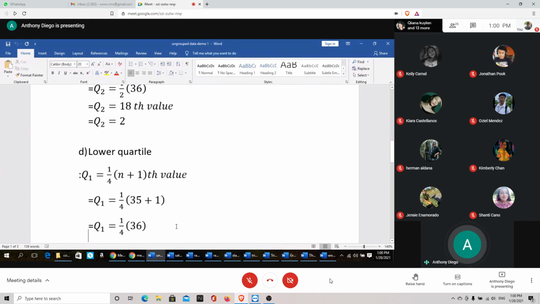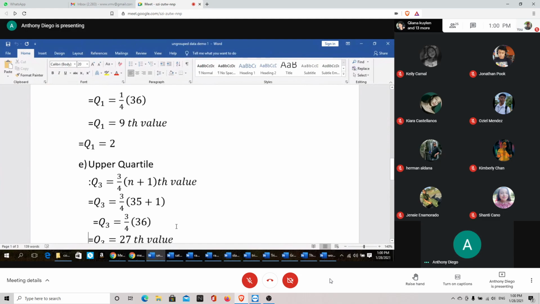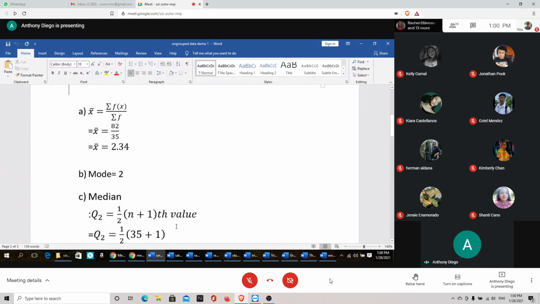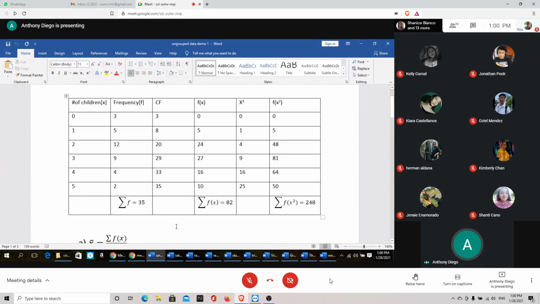Then for the upper quartile, 3/4 of 36 is the 27th value. So we go back here to the cumulative frequency. The 27th value falls inside the 29. So the value that corresponds to that is 3. So which means then that the upper quartile is 3.